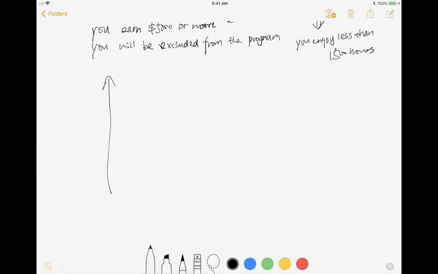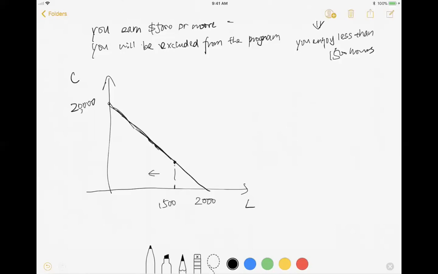So let's see which part of the people will be excluded. This is the original one, leisure and consumption, 20,000, 2,000. So there's a number of 1,500. If you enjoy less than 1,500 hours, meaning on the left side from this point, this part of the people will be excluded. So their income, their consumption will not change. So the red line, the new one, will go like this.